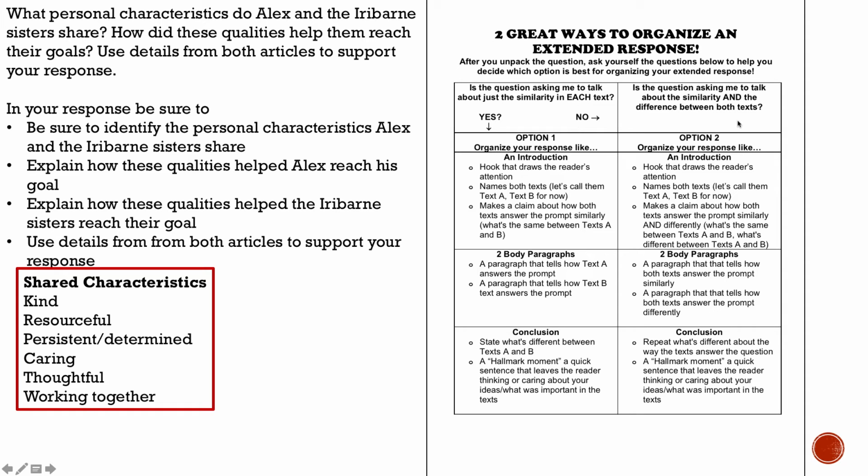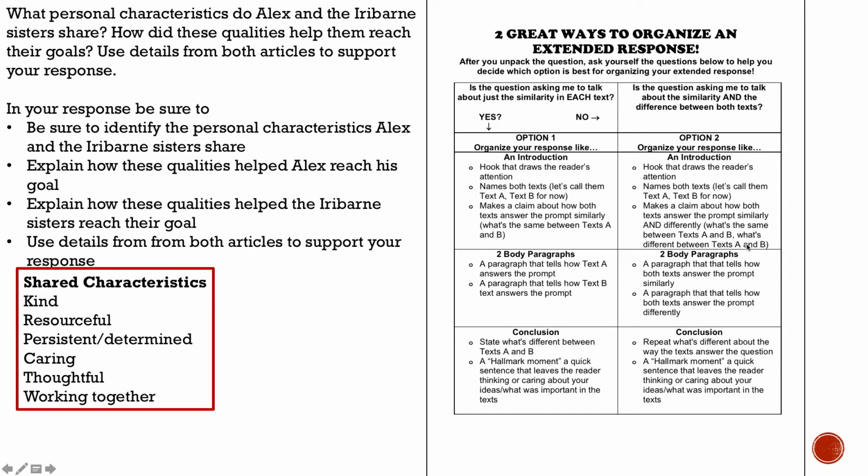It says, is the question asking me to talk about the similarity and the difference between both texts? Yes, I agree. That's what it's doing. Similarities and differences. So I'm going to go to, boom, option 2, how to organize our response. So I know in my introduction I've got to be thinking about naming both of the texts and making a claim about how the texts answer the prompt similarly and differently. Okay? What's the same between text A and B, and what's different between text A and B?